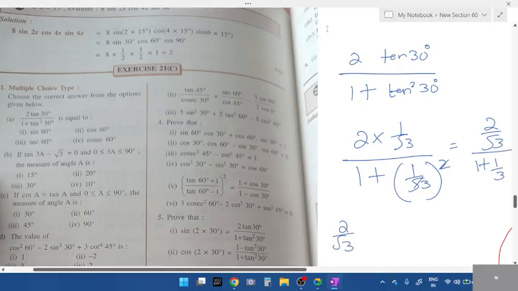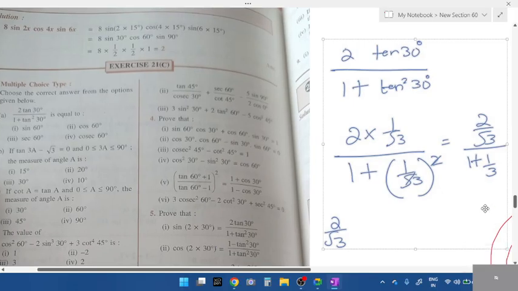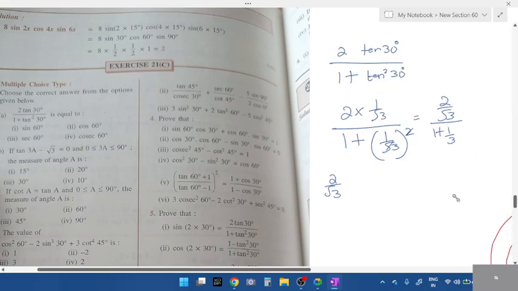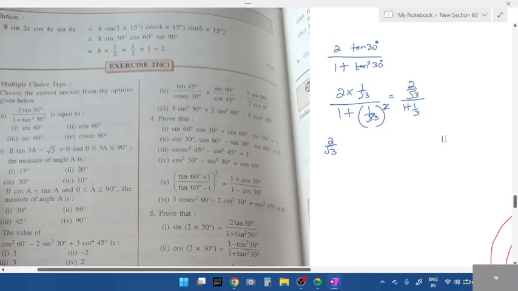How do you solve this? Is the question correct? Okay, right. What is 2 by root 3? Okay, 2 by root 3 divided by, when you take LCM, what do you get? 3 plus 1. Is this clear? Okay, 2 by root 3 then divided by 4 by 3.